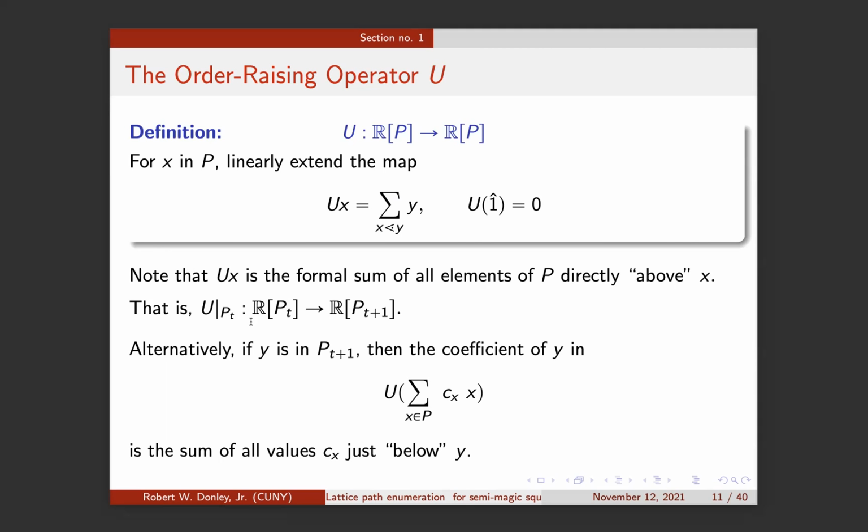We'll note that for linear combinations of basis vectors all of the same rank, it'll just carry rank T to rank T plus 1. So we're just moving up rank-wise. And we can reinterpret this: if Y is in the rank above, the coefficient of Y after we apply this to some linear combination will just be the sum of the values that are below. So exactly like what Pascal's identity is doing.